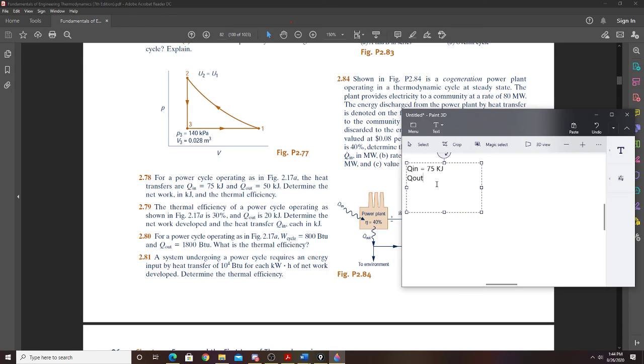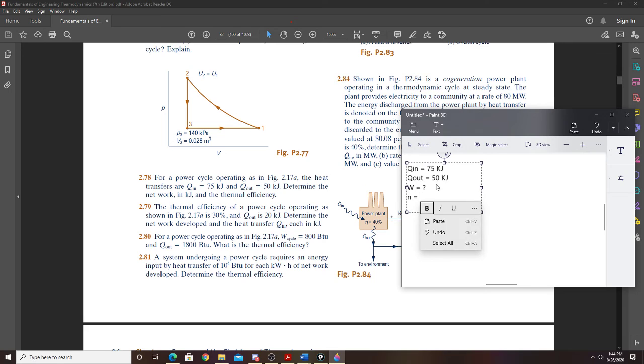Q out is equal to 50 kJ. Once again, another basic math process. We need to find what the work is and what the thermal efficiency is. I'm just going to put it as lowercase n, but it's that eta value, right?